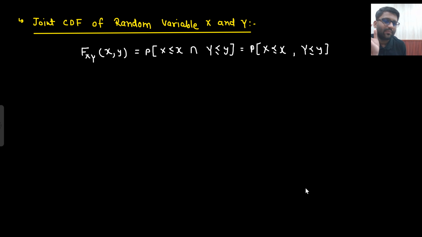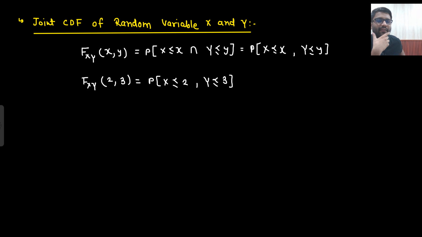So let's understand it more by example. Let's just say I have written Fxy(2, 3). What is the meaning of this? So x is related with 2 and y is related with 3. So it is the probability of random variable x taking values lesser than or equal to 2 and the probability of random variable y taking values lesser than or equal to 3. This is the meaning of Fxy(x, y). So this is known as the joint CDF of random variable x and y. Is that clear to you?